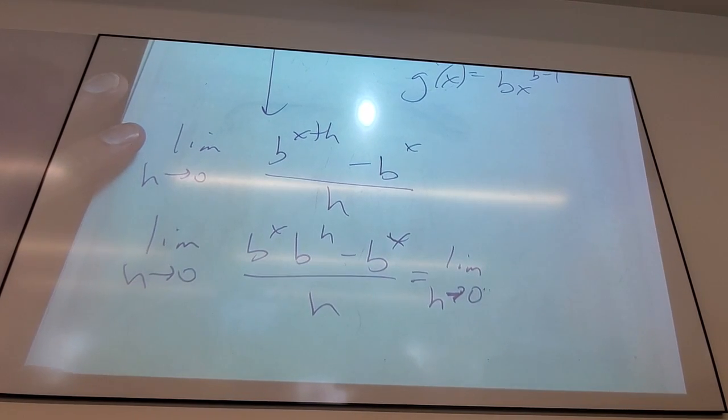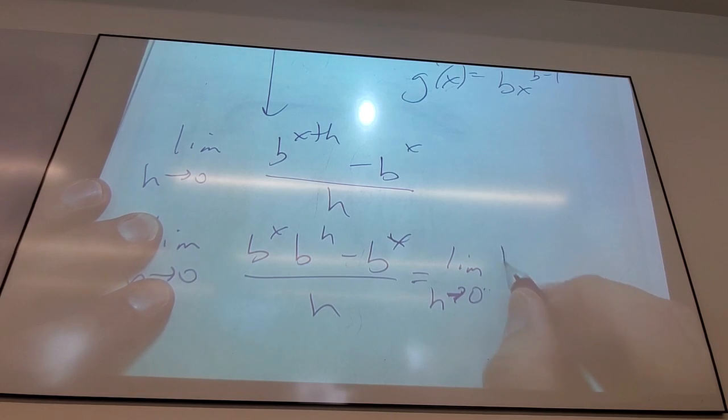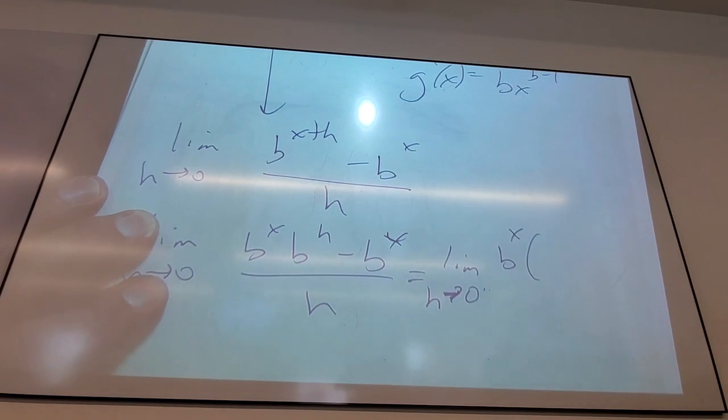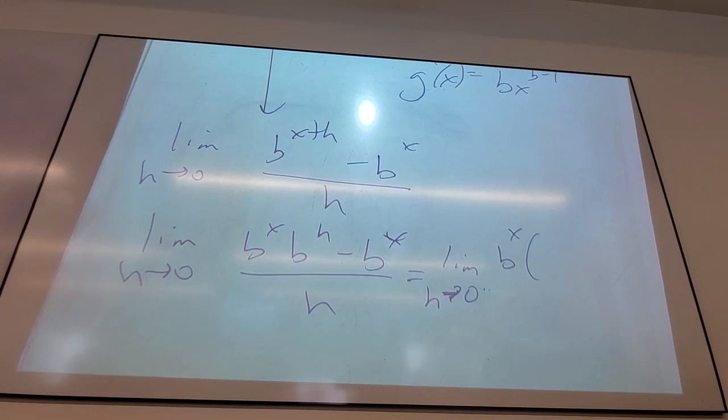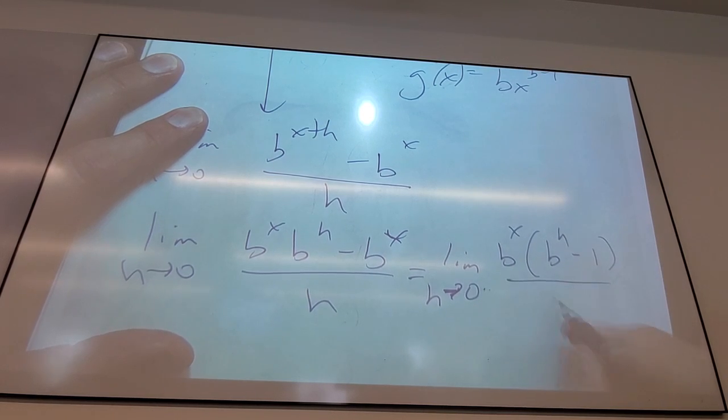How many terms are up top? Two. Do they have anything in common? Yes. What do they have in common? They all have the same base. They all have b to the x. So if I take a b to the x out, because that's just good old GCF, what am I left with? b to the h, b to the h minus 1.